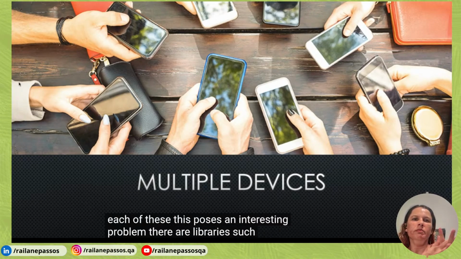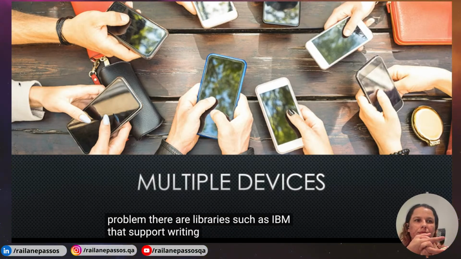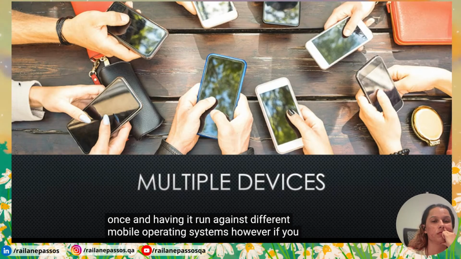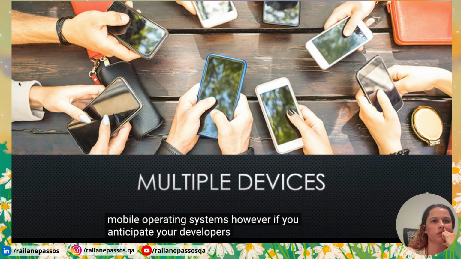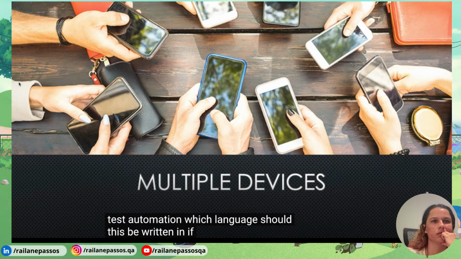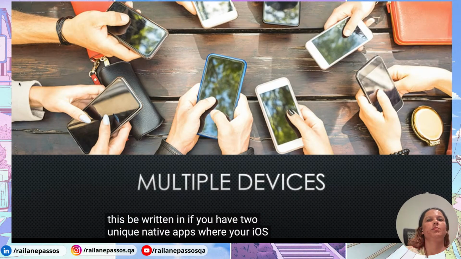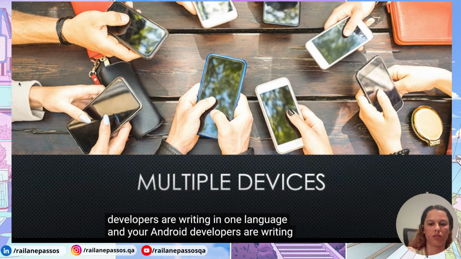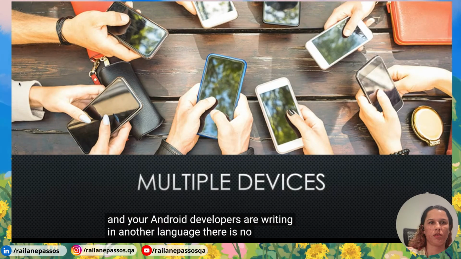There are libraries such as Appium that support writing the test automation once and having it run against different mobile operating systems. However, if you anticipate your developers helping with test automation, which language should this be written in? If you have two unique native apps where your iOS developers are writing in one language and your Android developers are writing in another language, there is no common denominator here.